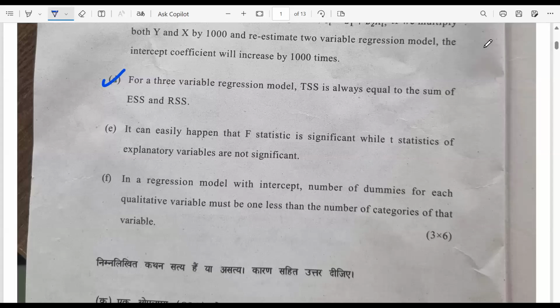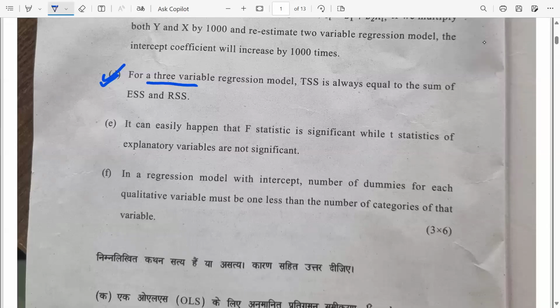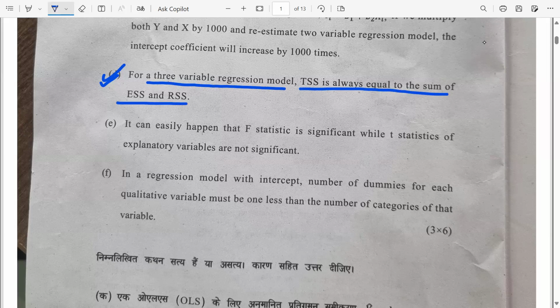So let's read part D. For a three variable regression model, total sum of squares is always equal to the explained sum of squares plus residual sum of squares. Obviously, this statement is true. Students can watch and revise my lectures on multiple regression.